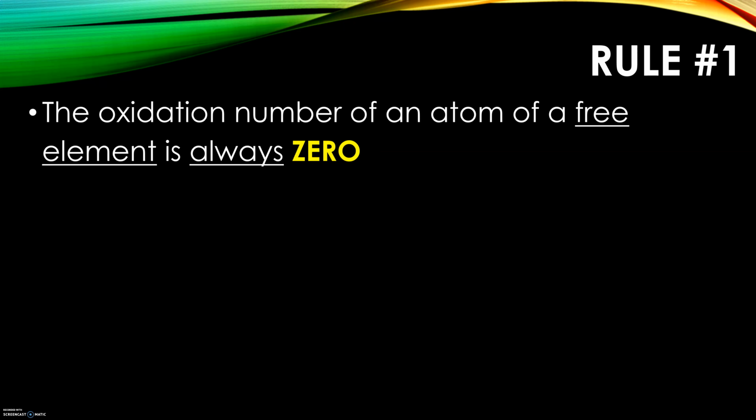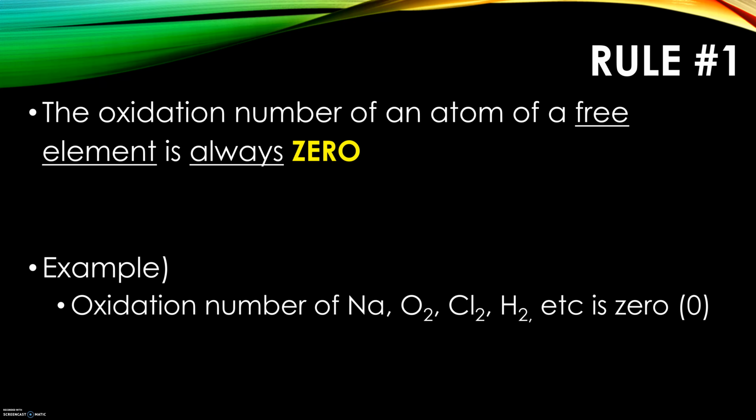Basically, it means any element that is written by itself, that is free of charge, which means it has no superscript. So as an example, these are good examples right here at the bottom: sodium, oxygen, chlorine, and hydrogen. Because you see no superscript number, that means their total charge is going to equal 0. So all of these oxidation numbers are considered to be 0.